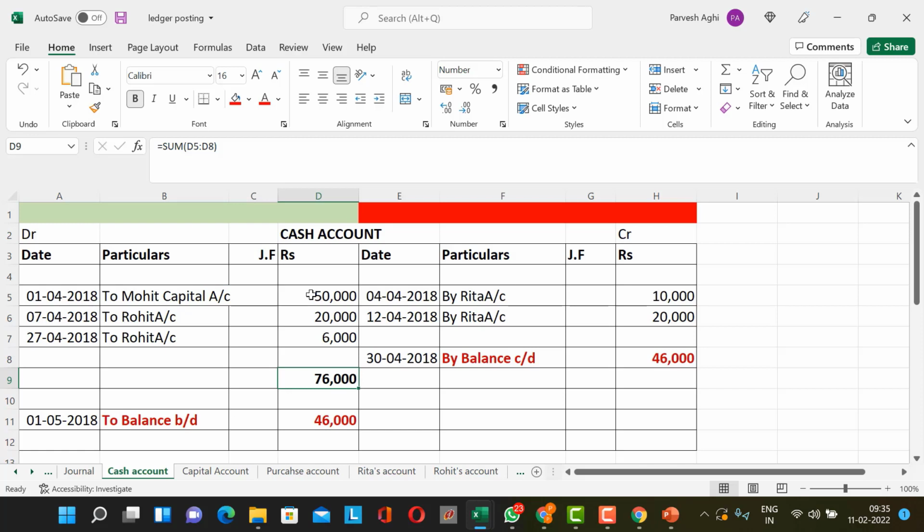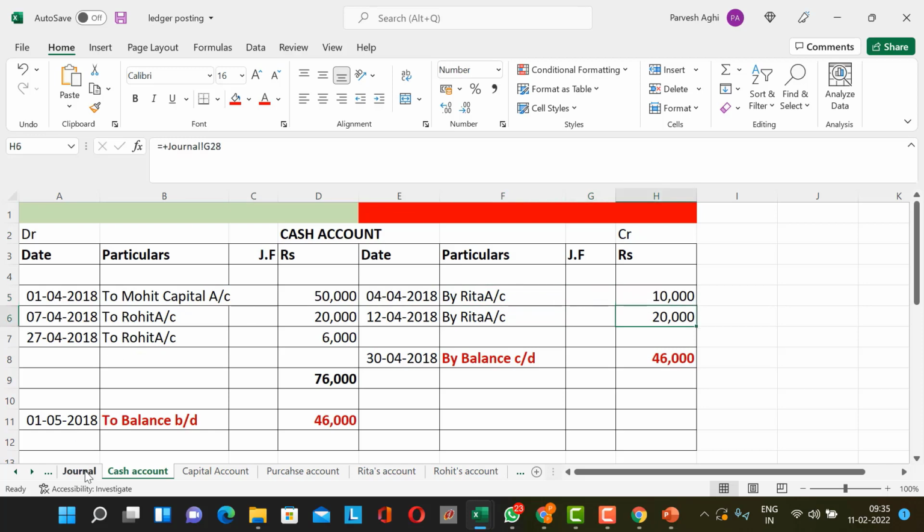So we have to debit the cash account always. Since it's the debit side, it will appear on debit. So this is increasing the bank cash balance. Now what is actually using the cash? We are paying some money to Rita because we are purchasing some goods from Rita. So we had purchased 10,000 and 20,000.